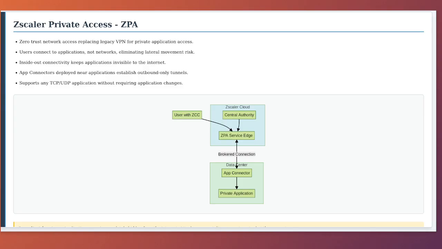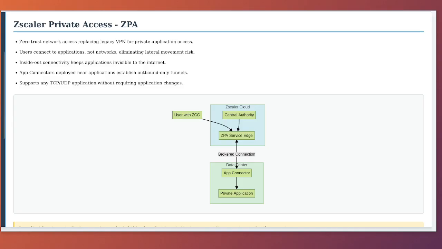The fundamental difference between ZPA and VPN is the scope of access granted. With a traditional VPN, when users connect, they are assigned an IP address on the corporate network. This gives them broad network-level access, meaning they can potentially reach any system that is routable from their assigned subnet. With ZPA, users never join the network. They are connected only to the specific applications they are authorized to use based on policy.